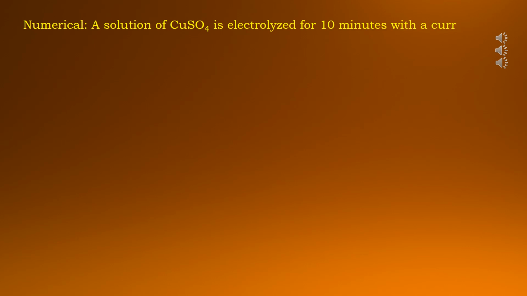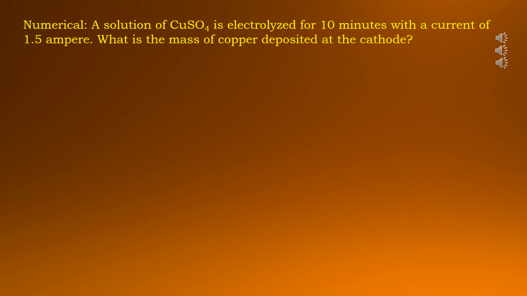Let's try to solve some numerical problems. So first is, a solution of copper sulfate is electrolyzed for 10 minutes with a current of 1.5 amperes. What is the mass of copper deposited at the cathode? So here, in this statement, the amount of current is given, that is 1.5 amperes, and time is also given, that is 10 minutes, or we can say 600 seconds.